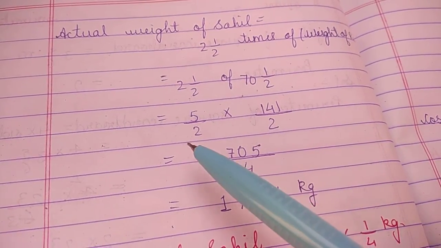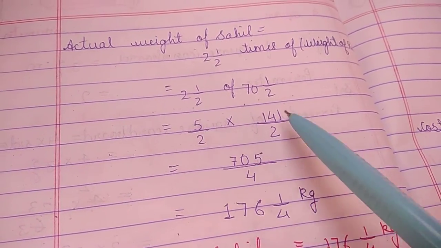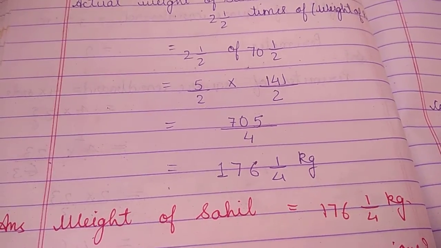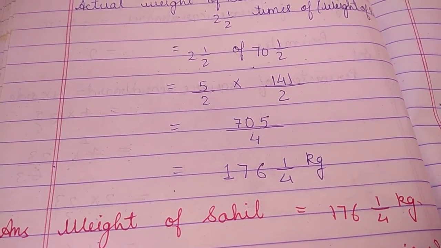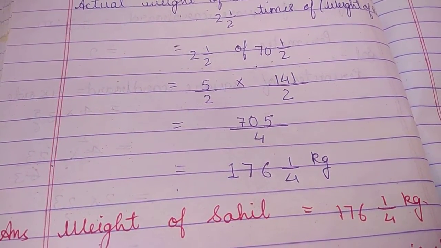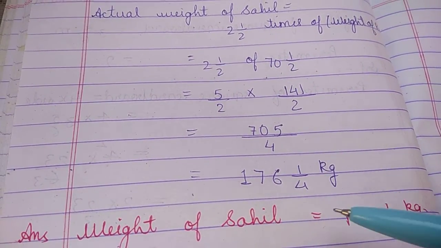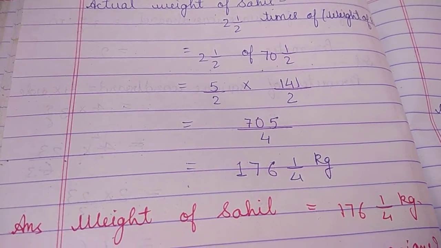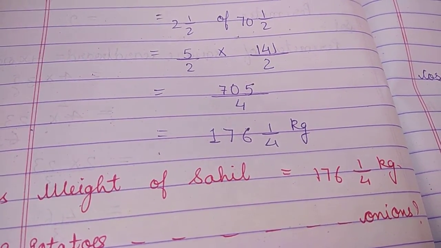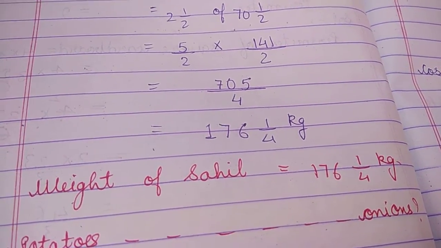So nothing can be cancelled out, just multiply 5 and 141, you will get 705, and 2 to the 4 in denominator. So the final answer is 705/4. Now it is an improper fraction, converted into mixed. The answer would be, the weight of Sahil would be 176 whole 1/4 kg.